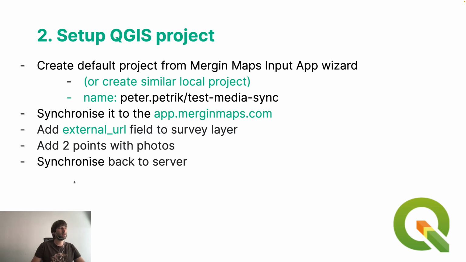Alright. So now I set up a QGIS project. I created a project for Mergin Maps input wizard in the application, or you can have a similar local project. My project name is peter.petrik test-media-sync. Synchronize it to the cloud, add external URL field, and add 2 points with photos, and synchronize back to server.